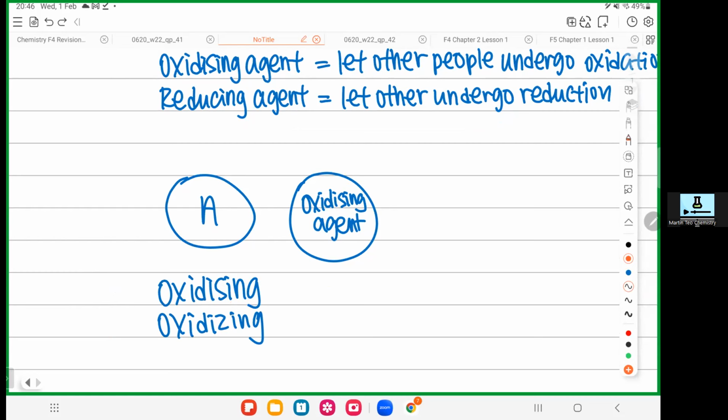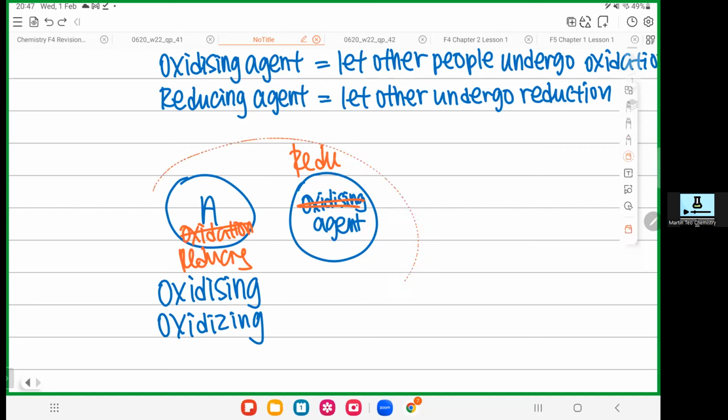So if I am a substance called A, I mix with oxidizing agent. So what happened? Oxidizing agent, what will they do? They will let me undergo oxidation. So later on, the A will undergo oxidation. So oxidizing agent lets other people undergo the oxidation process. Same thing, if I mix with a reducing agent, it will make me undergo the reduction process. Okay, so when I say agent, it means you want to help other people. Oxidizing agent, you help other people undergo oxidation. Reducing agent, you help other people undergo the reduction process. Okay, so this is something very important.